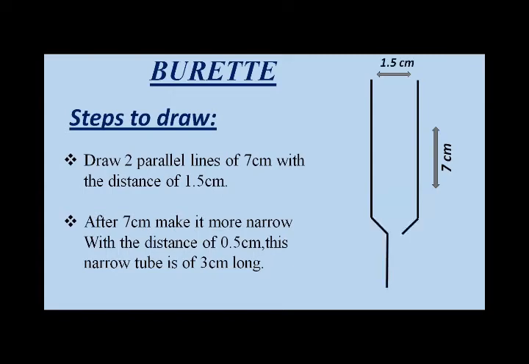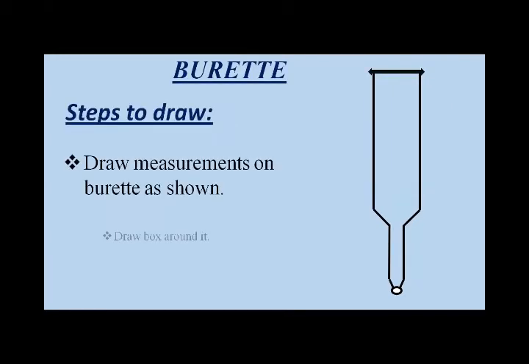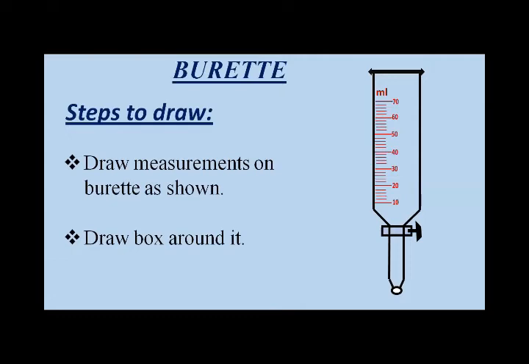Make another two lines of 3 centimeter distance. Observe the 3 centimeter line and then move further. Draw a nozzle at the end of the narrow tube with a small oval shape like this. Can you observe it? Okay. Now draw the measurement scale of the burette as shown. Like the measuring cylinder, we will draw a measuring scale on the upper side of the tube.